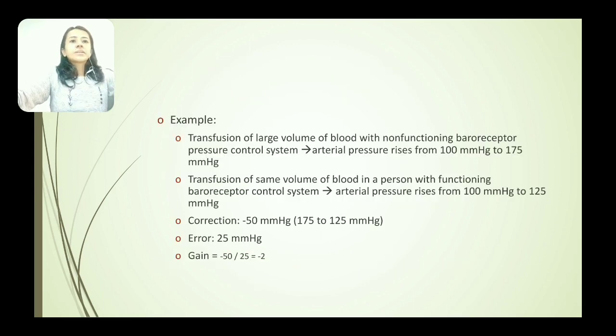Same way, another example is, suppose we have transfused a large volume of blood to a person in whom the baroreceptor mechanism is not functioning. So what happens? Mean arterial pressure rises from 100 mm of mercury to 175 mm of mercury. When the same amount of volume is transfused to a person in whom the baroreceptor system is working, then arterial pressure rises from 100 mm of mercury to 125 mm of mercury. So you can say here, correction is minus 50 mm of mercury and error is 25 mm of mercury, and the gain is minus 2.